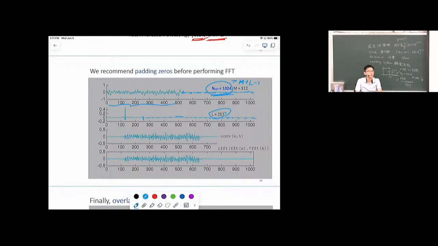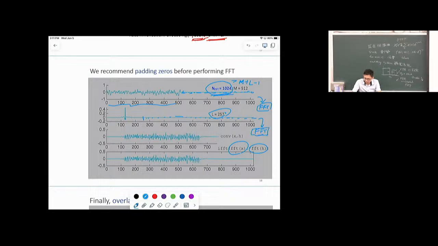Don't be shy, just be confident. You just add zeros. It looks stupid. Lengthen your signal. Lengthen your block. But then perform FFT. Use FFT to go to the frequency domain.